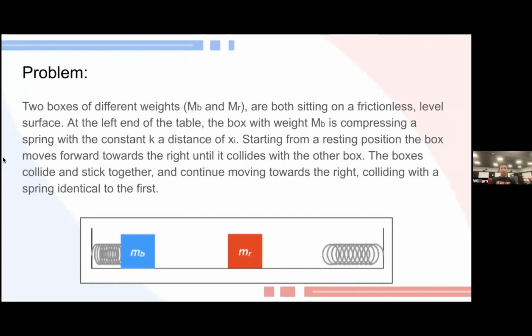So for the problem we chose for today, we are looking at two boxes of different weights. You have the blue block and the red block, both sitting on a frictionless level surface. At the left end of the table, the box with weight MB is compressing a spring with constant K at distance X initial. Starting from a resting position, the box moves forward to the right until it collides with the red box on the other side. The boxes collide and stick together and continue moving towards the right, colliding with a spring identical to the first.